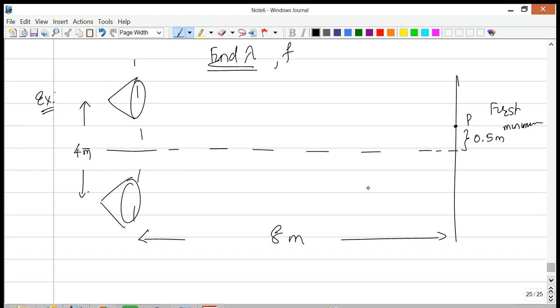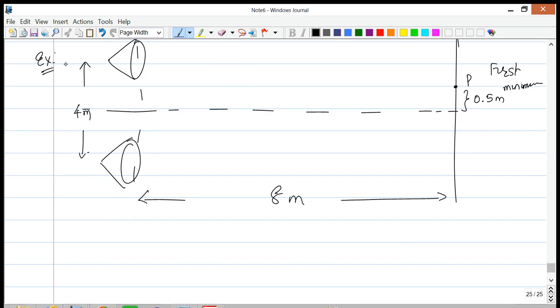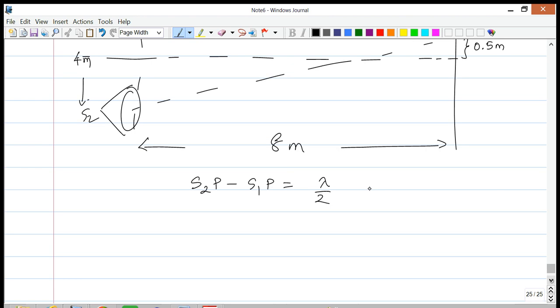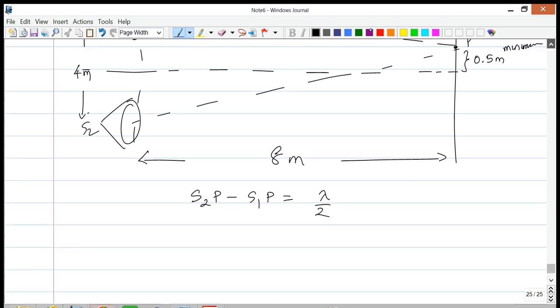Once again we will use our geometry, and let's just call the speakers S1 and S2, and we will know that the path difference between the two has to be equal to half lambda. So what we'll know is that S2P minus S1P is equal to half of lambda. So if we know S1P and S2P, we can figure out what lambda is. Now finding S1P and S2P is very straightforward from the geometry of this thing.